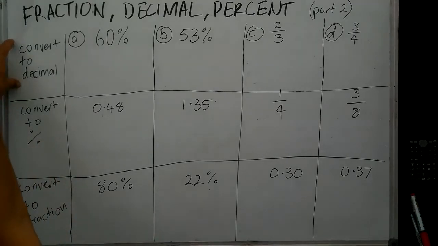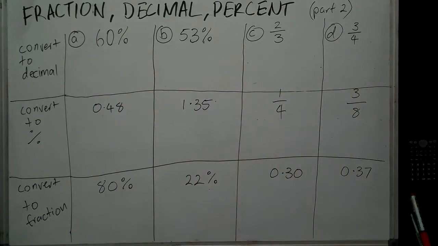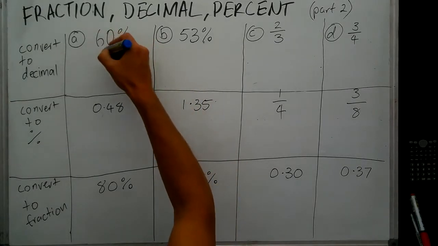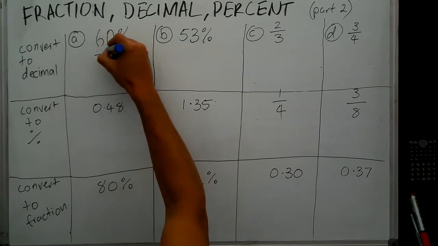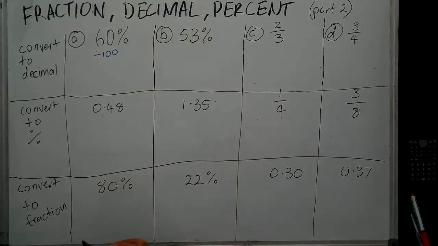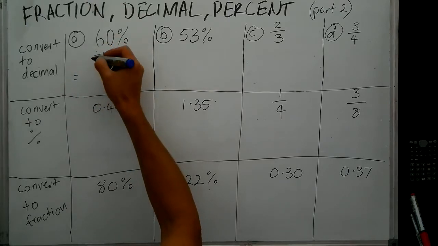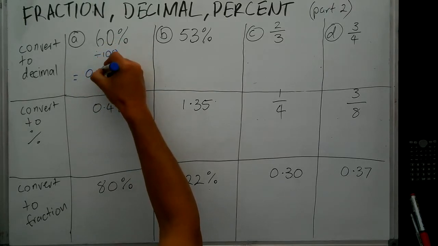So first of all, we'll do convert to decimal. So we've got a couple of percents and a couple of fractions. So essentially, like we talked in the first video, the percent is 100 times bigger than the decimal representation. So this first one, all we really need to do is divide by 100. That shifts the decimal place 2 spaces, in this direction, 1, 2. So this equals 0.6.